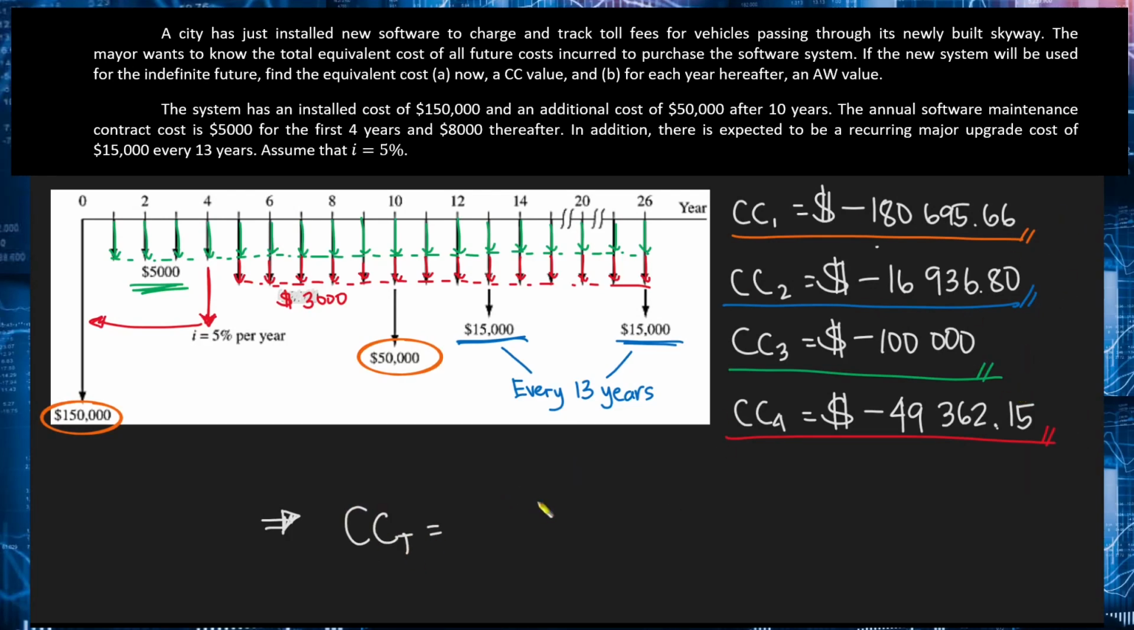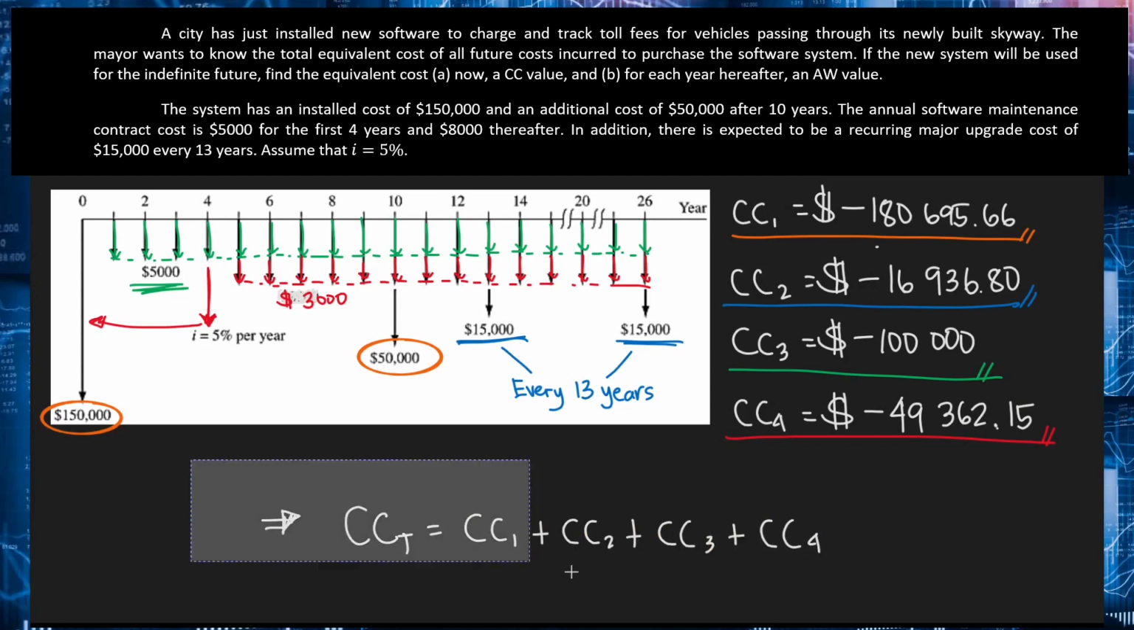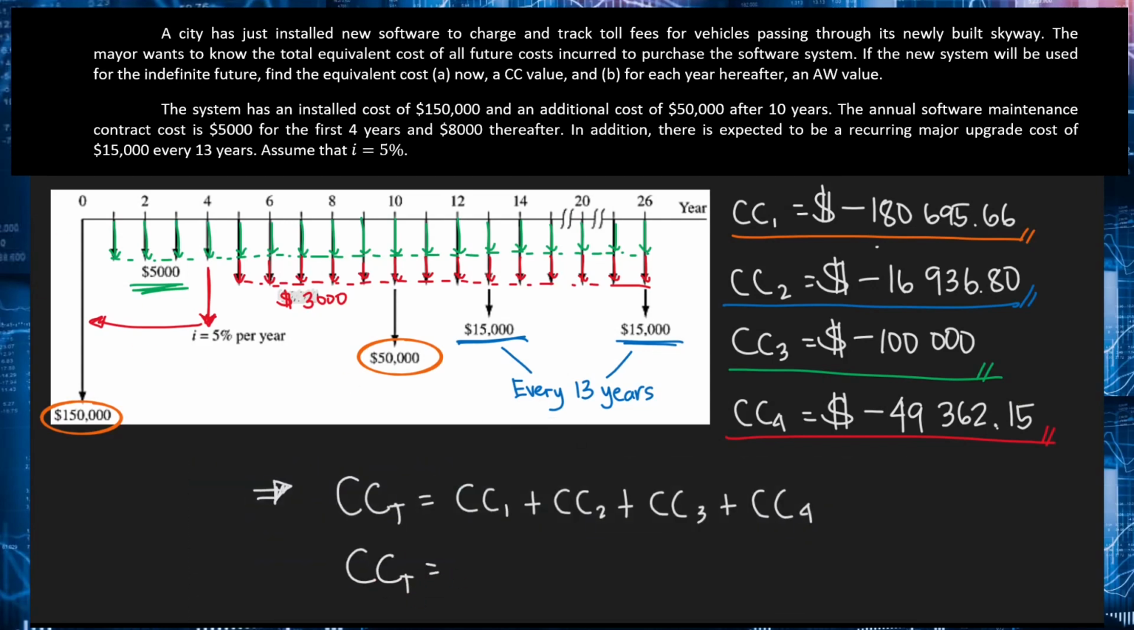Okay, and then finally, the total capitalized cost is then obtained by simply adding the 4 component CC values. So we have these values, and then yung total na capitalized cost natin will be equal to negative $346,994.61.